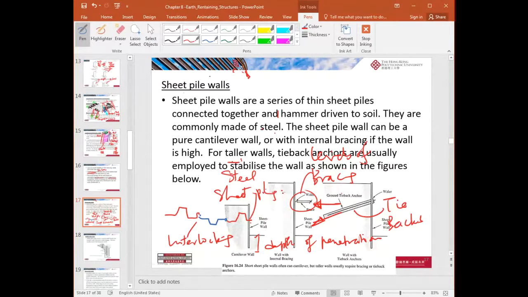If the wall is going to move out, the bracing will give you an opposite force. So the bracing is actually utilizing compressive members. The struts are under compression, and in the tieback you are utilizing the tension of the steel. So it's a tension system, while the bracing is a compressive system.